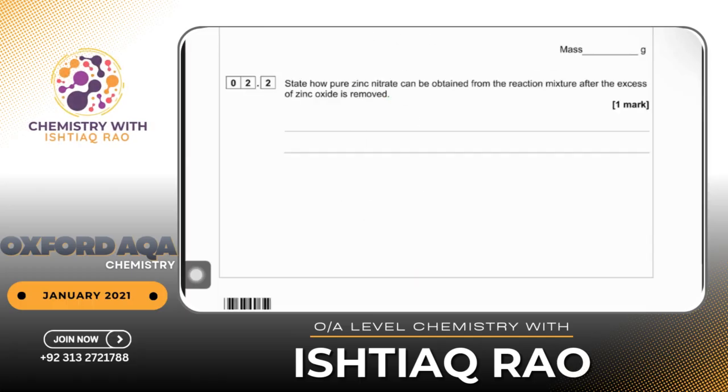Okay. State how pure zinc nitrate can be obtained from the reaction mixture after the excess of zinc oxide is removed. And by the way, zinc nitrate is soluble. I think after the excess of zinc oxide is removed, so evaporation. So we can do crystallization. Okay, crystallization. Right.